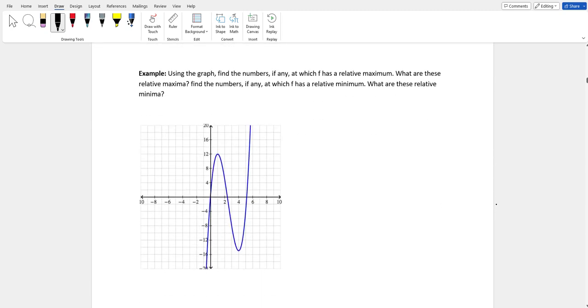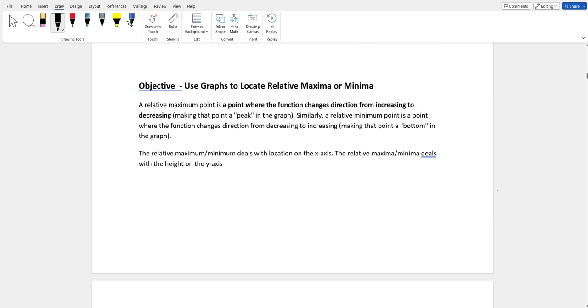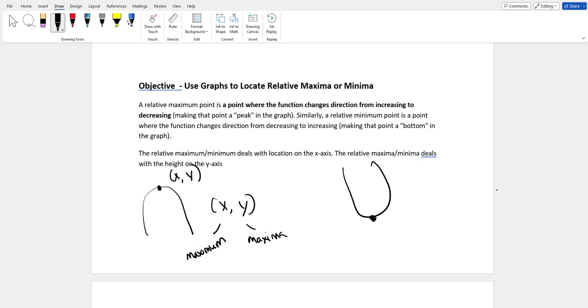So if you look at this next graph, and let me go back, I wanted to show you. If you have a graph and it has a peak, this is your (x, y). That point is your peak. We're going to call the x the maximum, and we're going to call the y the maxima. When you have a bottom, this is your (x, y); we're going to call this x your minimum because this is a low value. And we call this y your minima.